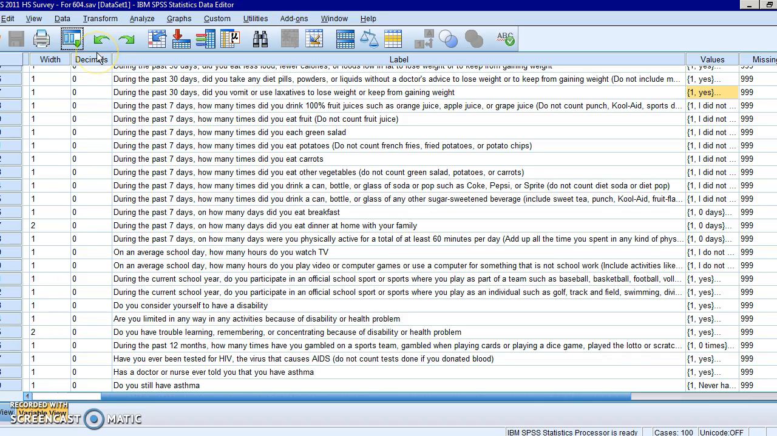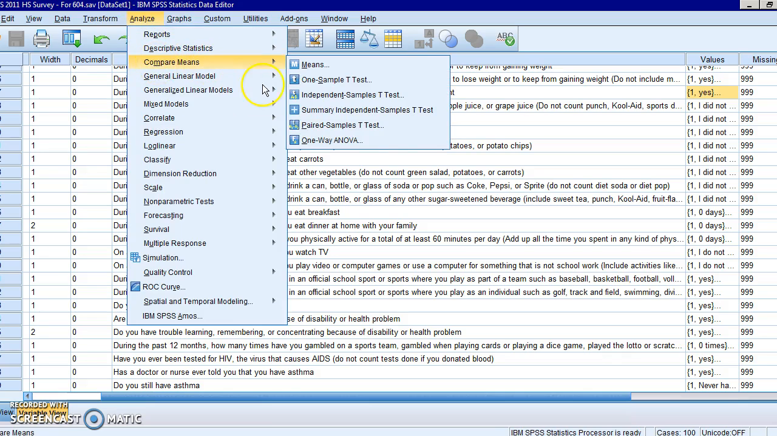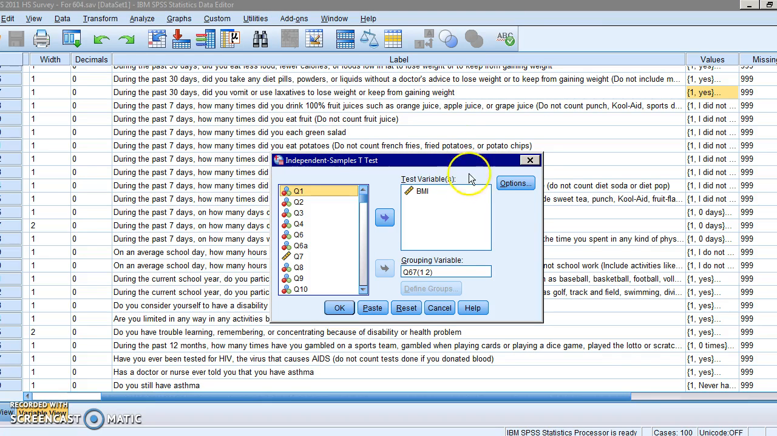So first you go to Analyze, and we're comparing means, so we go to Compare Means. Then we want to perform an independent t-test, so we click Independent Samples t-test. Here it asks for a test variable and a grouping variable.